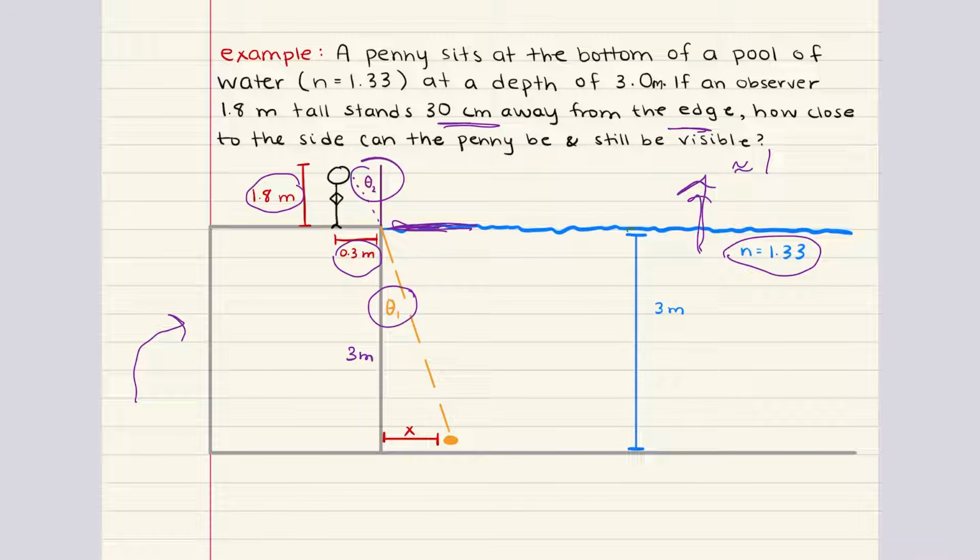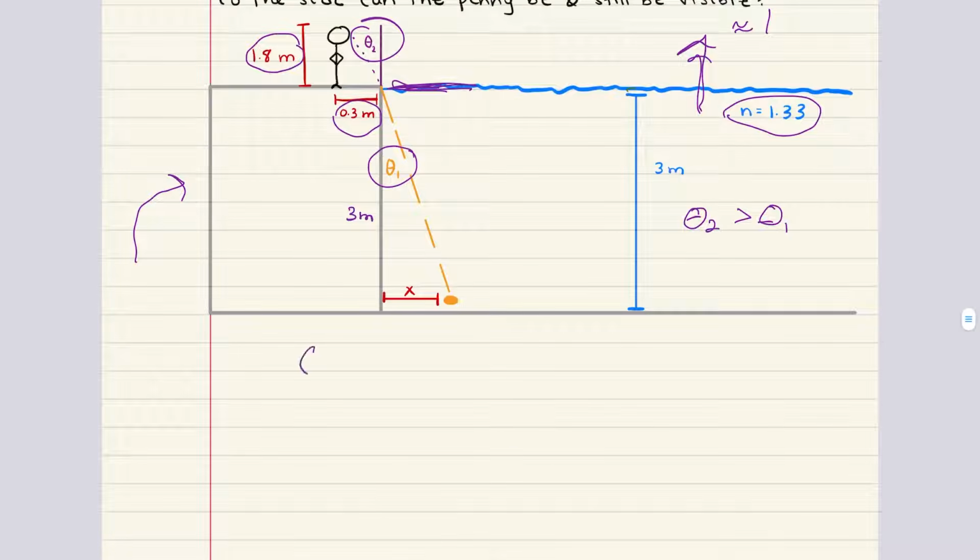This means that theta 2, the angle in the air, is going to be larger than theta 1, the angle in the water. From here, we can begin to calculate theta 2.